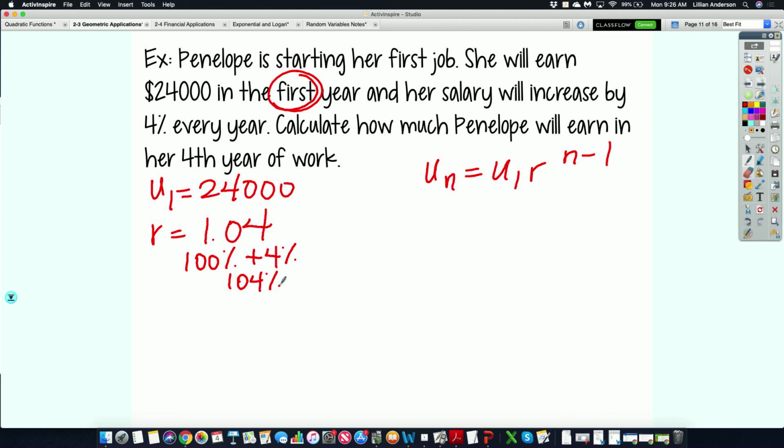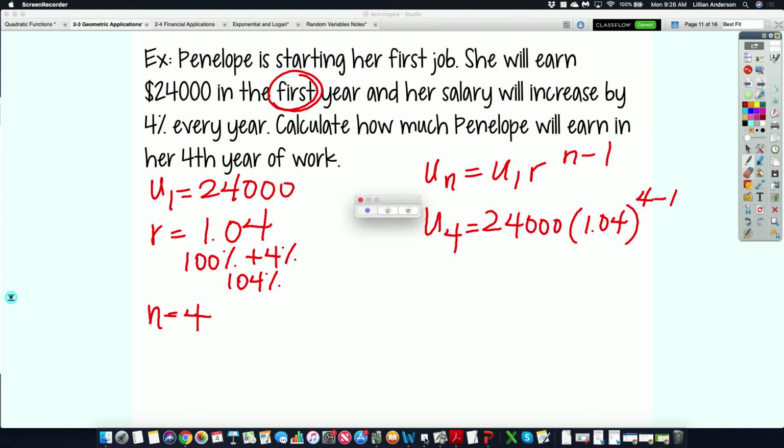And then what's going to be in this problem? 4 years, because we're trying to figure out her fourth year of work. So we are looking for U sub 4, her fourth year of work, knowing that she makes $24,000 her first year. Her salary is increasing by 4%, so that's 1.04 because, again, she's still getting her $24,000. She's just getting an additional 4% on top of that, and then 4 minus 1. So then we'll type that into our calculator and get our answer.